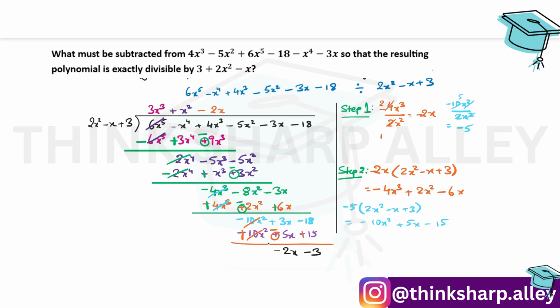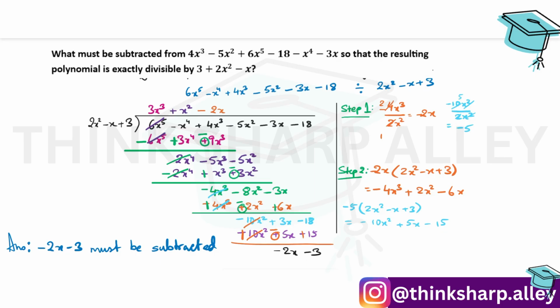Now over here the final answer will be, because we have been asked what must be subtracted, the remainder is the extra portion here. If we want this dividend to be exactly divisible by this divisor, we have to remove this remainder, right? Then only the division will be exact. So in this case, what must be subtracted? The remainder must be subtracted. So our answer will be minus 2x minus 3, that is our remainder, must be subtracted.